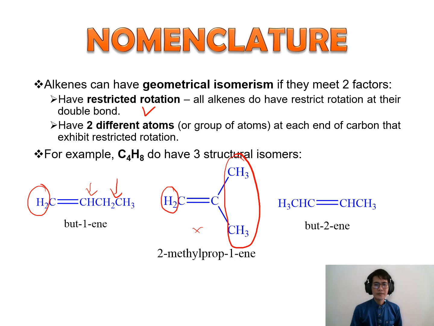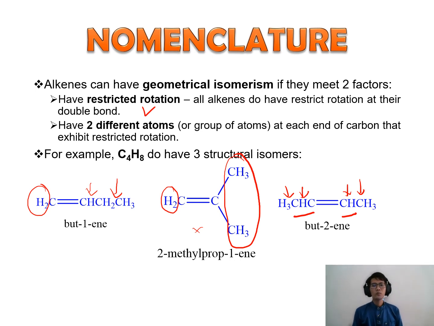But how about this? But-2-in. We have hydrogen and metal. Also same here, we have hydrogen and metal. So we have two different atom or group of atom. Atom to hydrogen lah, group of atom to metal. Alright? We have two different atom or group of atom at each end, kedua-dua hujung. Okay, C ini dan C ini at each end of the carbon that exhibit restricted rotation. Yang ni hanya satu hujung, so tak boleh. Ini dua-dua hujung pun tak boleh.